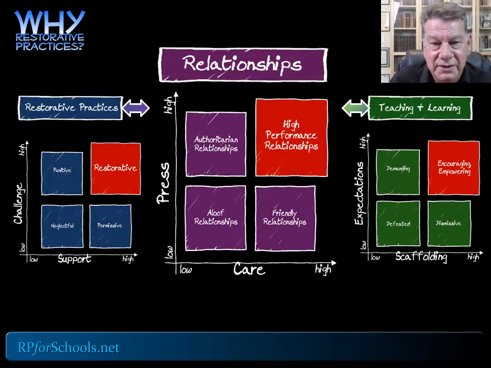And the approach is through relationships. The old adage that the kids don't care what you know until they know that you care is summed up in this diagram, that it's only through our high performance relationships that we can challenge kids to excellence in teaching and learning and excellence in behaviour, that we can have those high expectations and yet still have a mechanism for supporting them to get there.